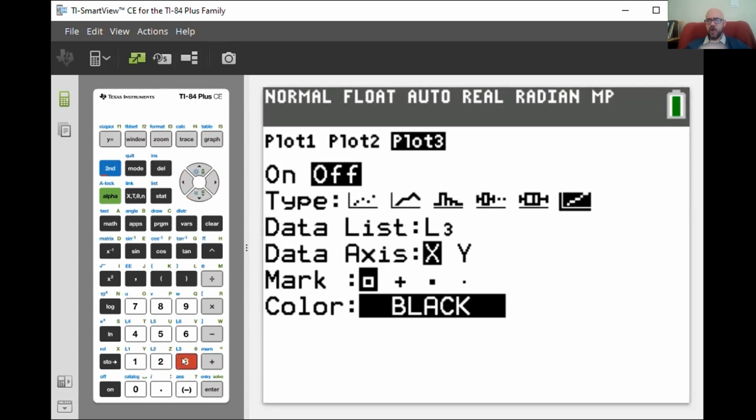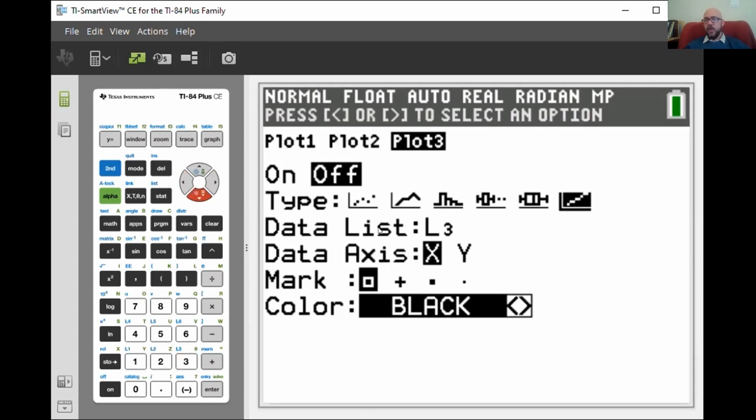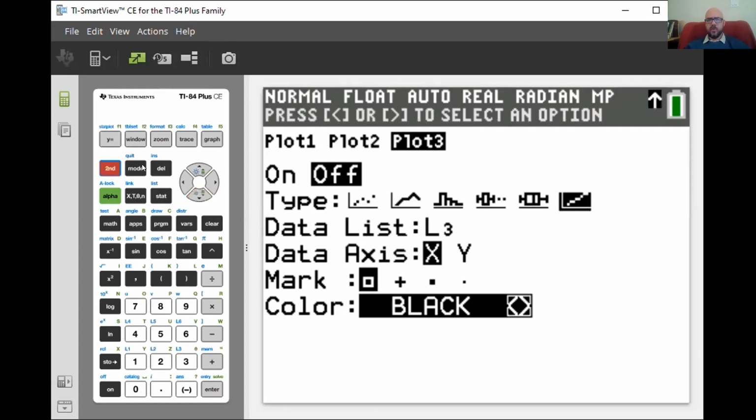That's the thing I'm trying to graph, a probability plot for the differences. Data axis doesn't make any difference. Mark doesn't make any difference. And then I'm going to quit out of here. Now, you could just turn it on here. I don't like to do that, and I'll show you why. But I'll quit out of here.